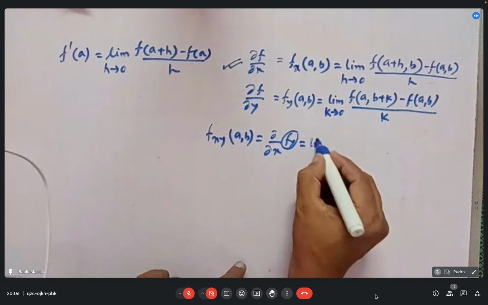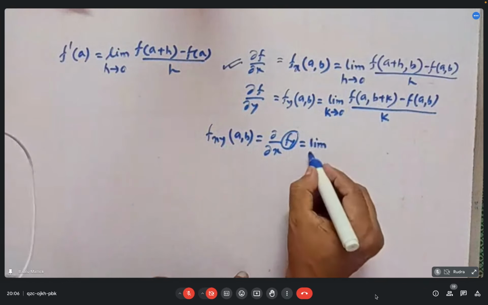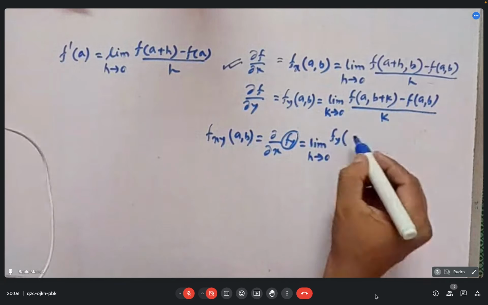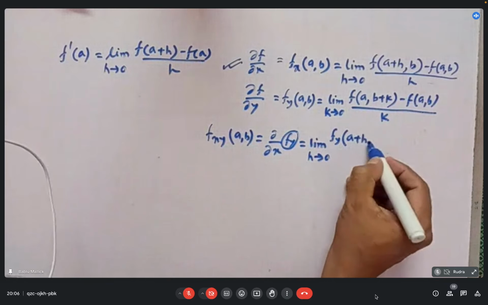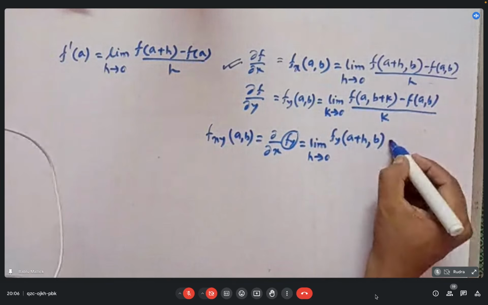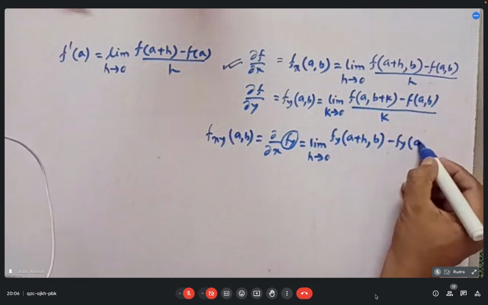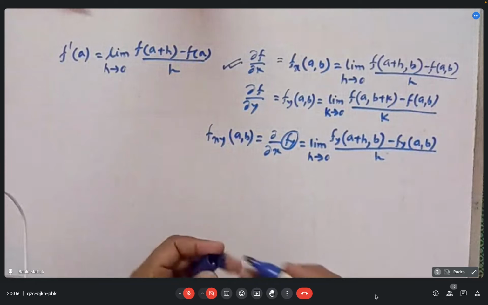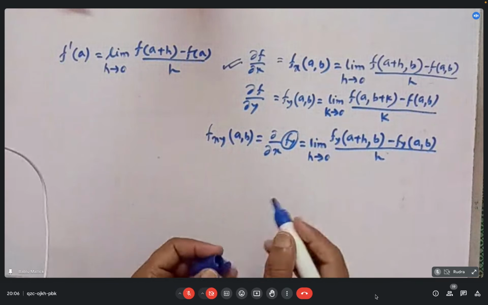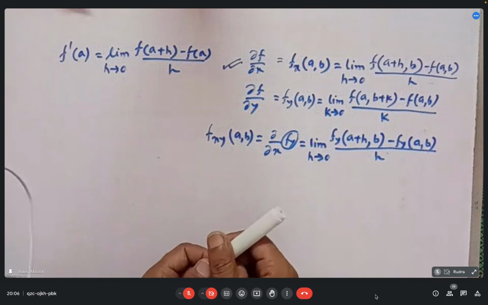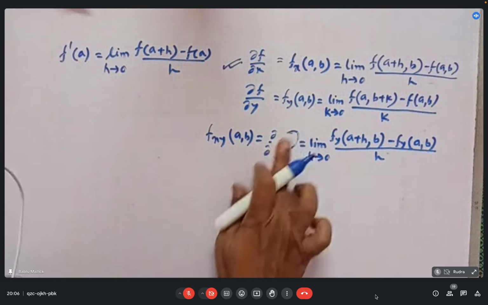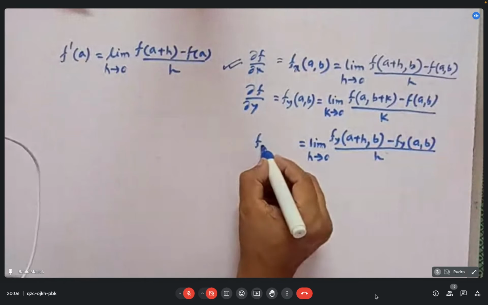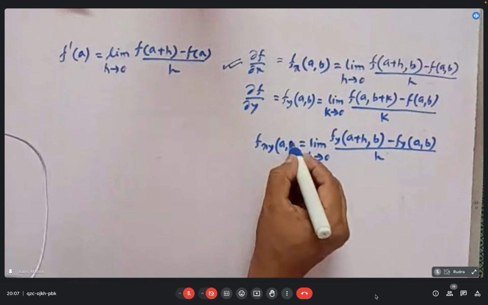So this is limit h tends to 0, fy of a plus h comma b minus fy of a comma b divided by h. So this is definition of fxy at a comma b.